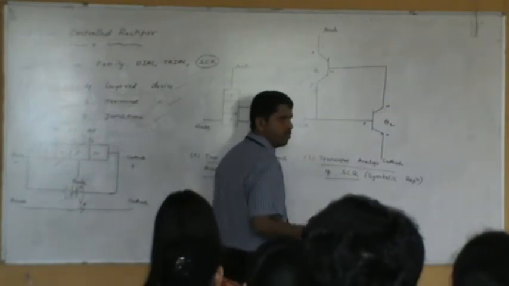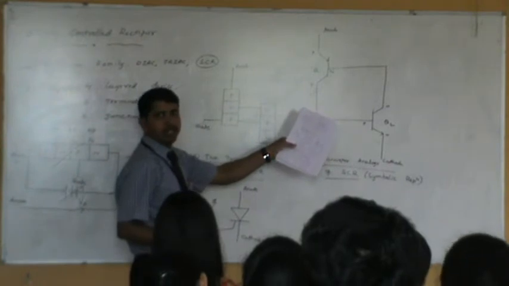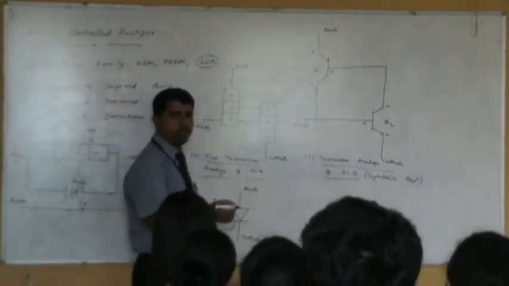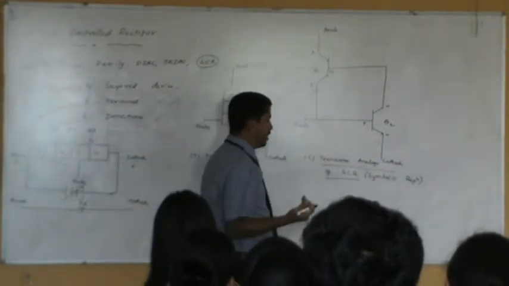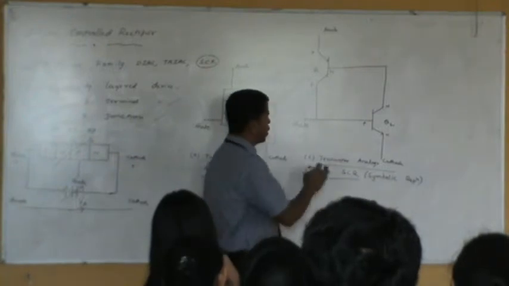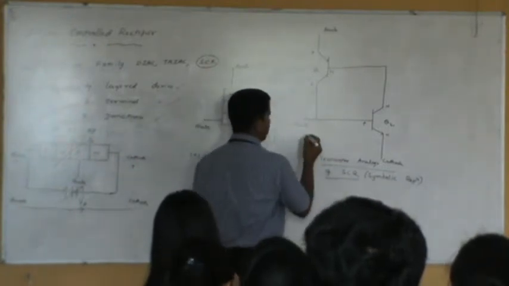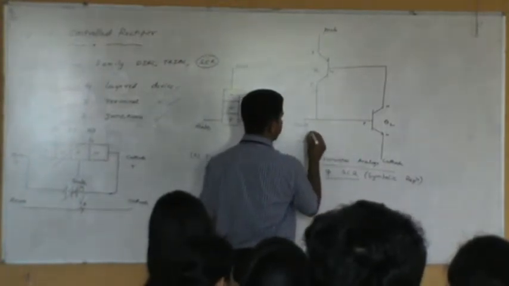As we said already, whenever we apply forward bias, this device will remain off until you apply the gate voltage. Once the gate voltage is applied, the device turns on, and even if the gate voltage is removed, the device remains on. How that works, we'll explain through the operation. First, let us explain our operation by applying a pulse like this.